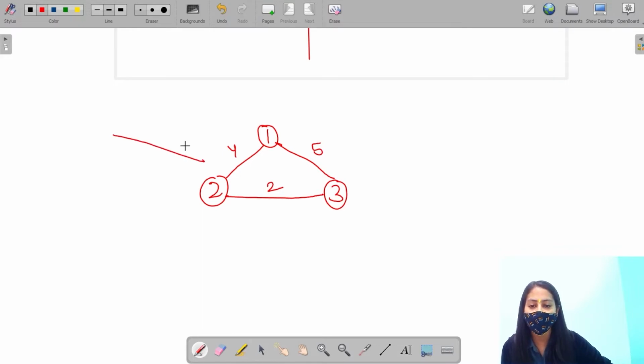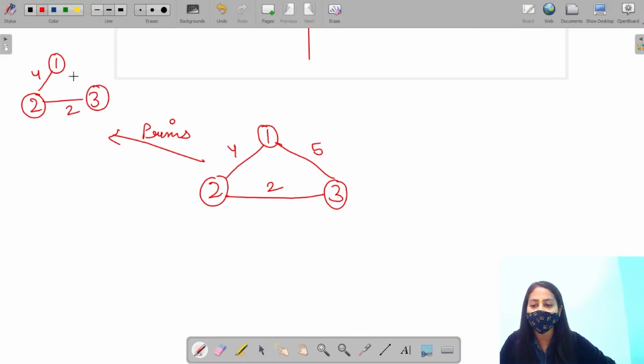If you apply Prim's algorithm to this graph, then it will give you the minimum spanning tree. So the minimum spanning tree of this graph will be this and this, right? Now the cost of this MST is what? 4 plus 2, 6, right? If you convert this like this, then the cost of this MST will be 9, right? So the cost is minimum for this spanning tree. That's why this is the minimum spanning tree for this graph.